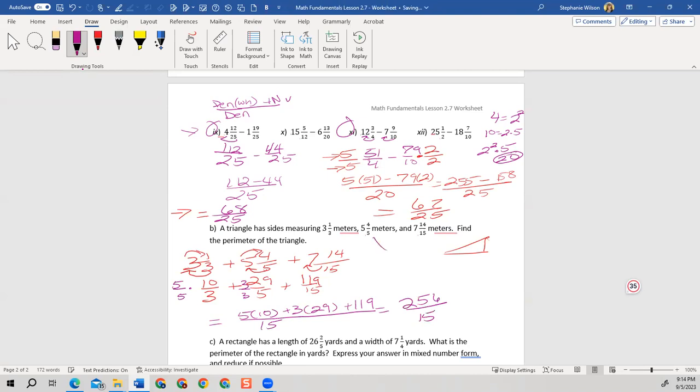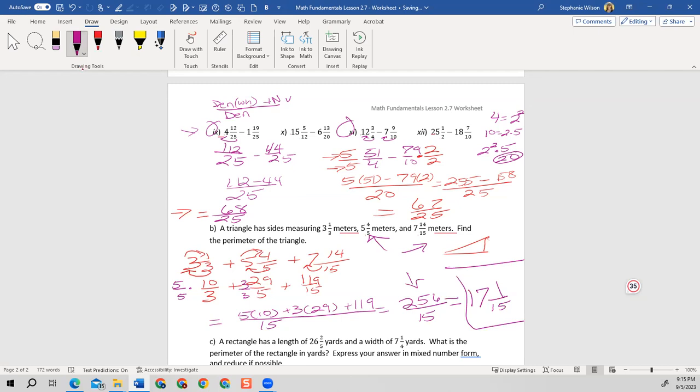Now, since they have been writing everything in mixed numbers in this section, we need to go ahead and convert this to a mixed number. Remember, only improper fractions will convert to a mixed number. So what I need to do is determine how many times 15 will go into 256. When I divide it out, I know that 17 times 15 will give me 255. And 256, this numerator here, minus 255 is 1. So this is my answer in mixed number form.